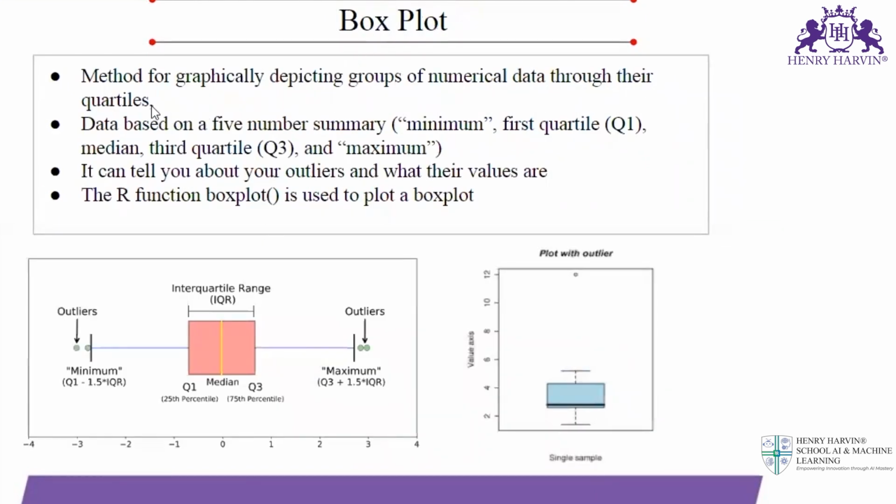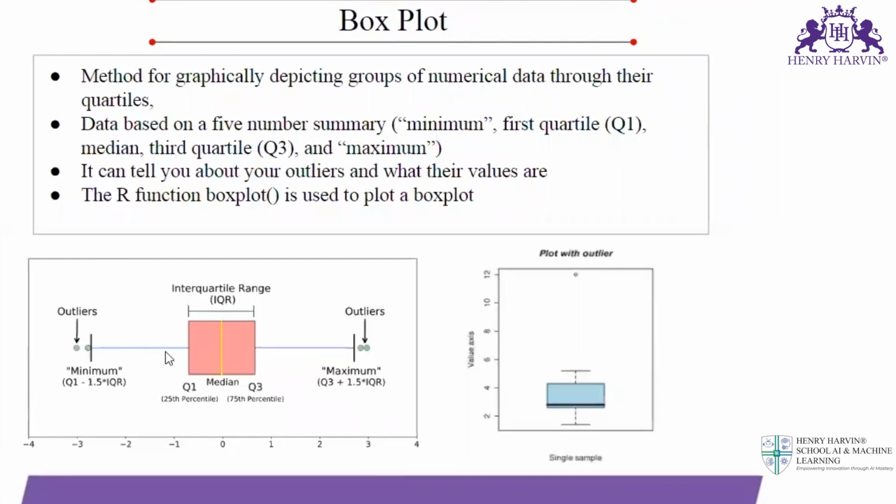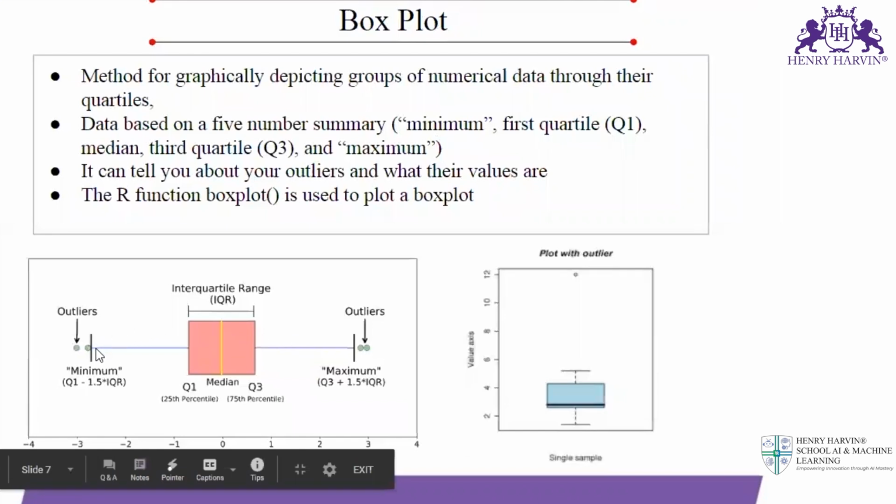Next is boxplot, the method of graphically depicting groups of numerical data through their quartiles. So quartiles are the five-number summary of the data set, which includes the minimum value, the maximum value, the median, and the first quartile and the second quartile. So the first quartile is the difference between the minimum and the median value.